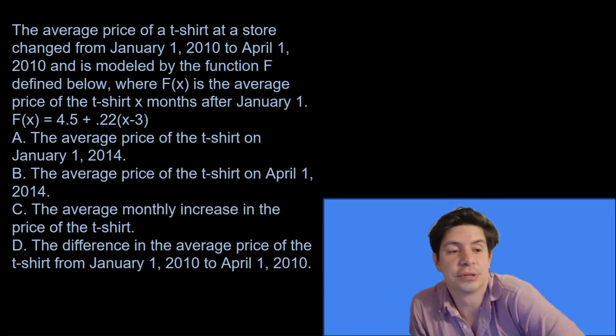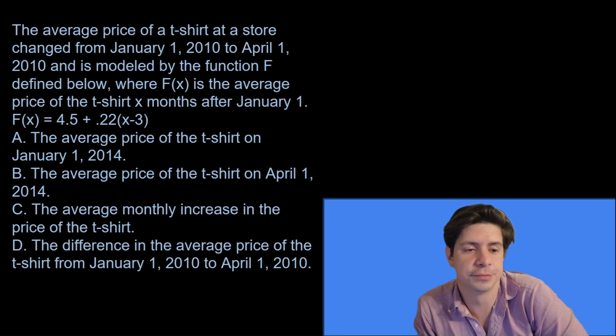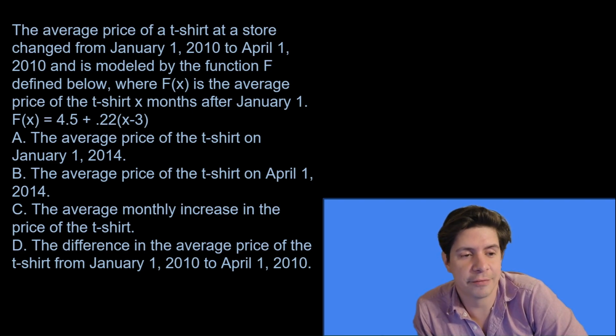All right, let's try this one here. The average price of a t-shirt at a store changed from January 1st, 2010 to April 1st, 2010 and is modeled by the function f, defined below, where f of x is the average price of the t-shirt x months after January 1st. F of x equals 4.5 plus 0.22 times (x minus 3).